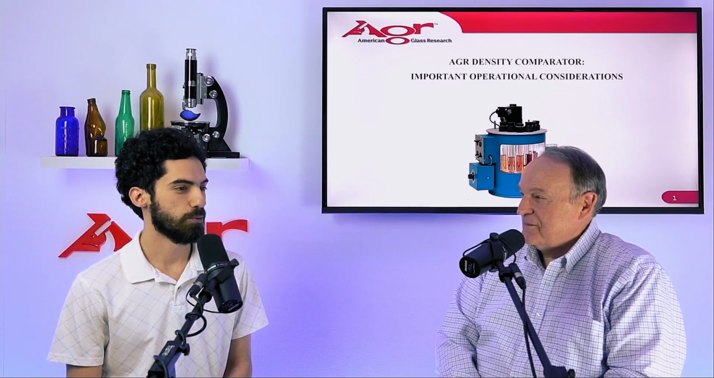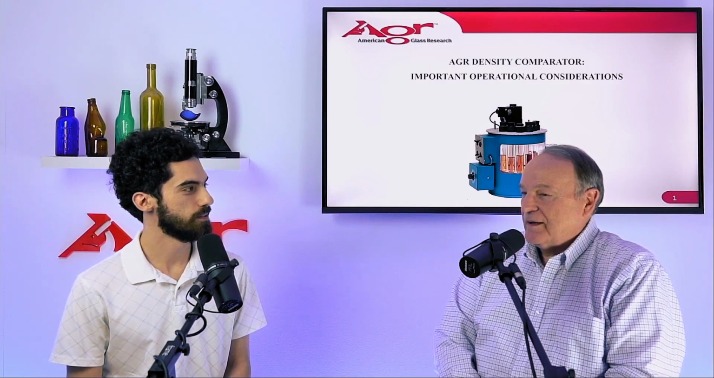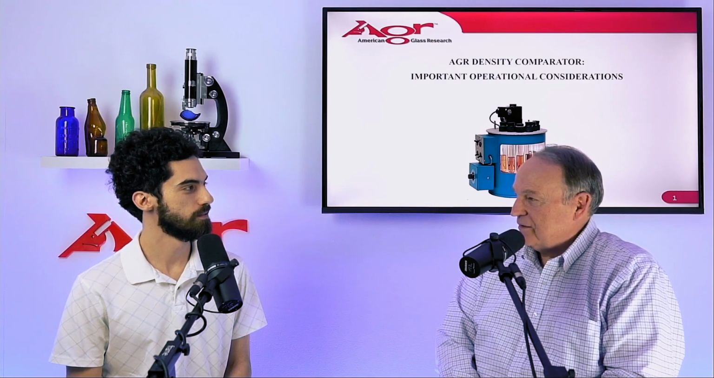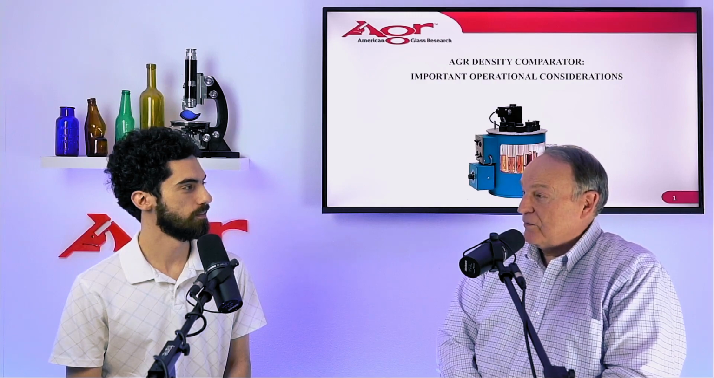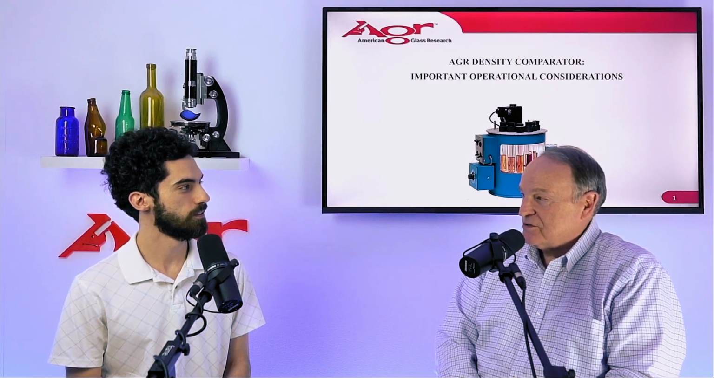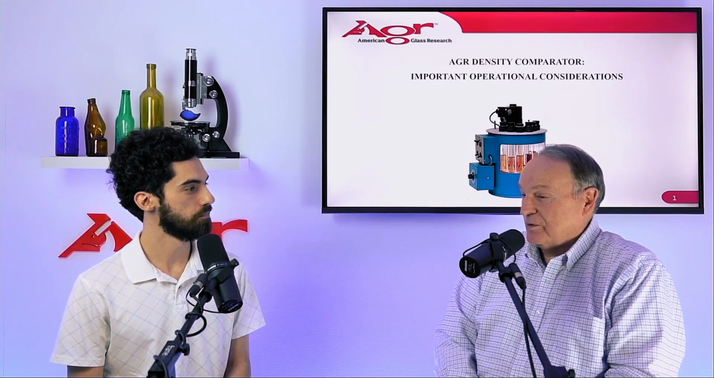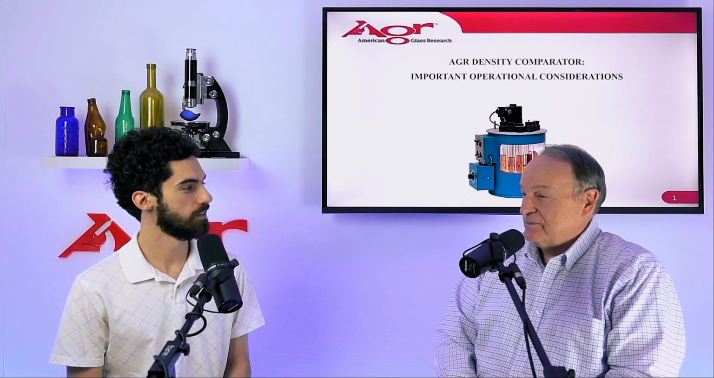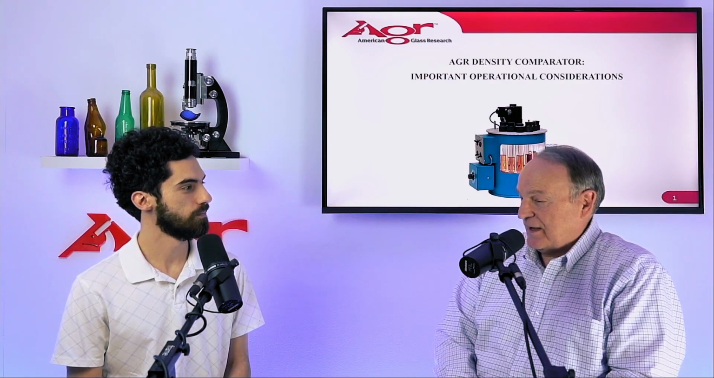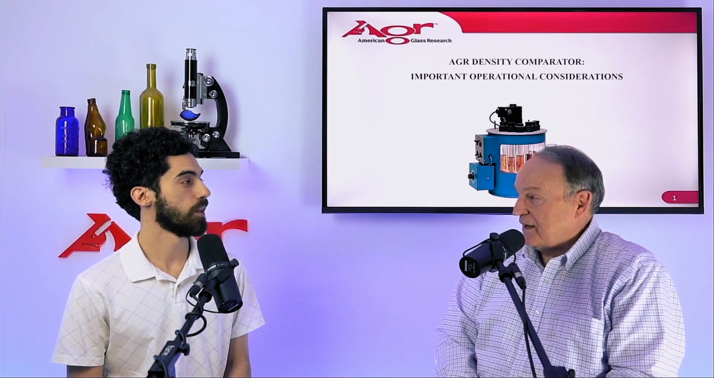So why the density comparator then? Well, it ended up being a quick, convenient, reliable, and very accurate way of monitoring density, which actually is an indirect measurement of glass composition. So it was somewhat of a poor man's system of keeping track of the glass composition on an hourly basis and on a daily basis.